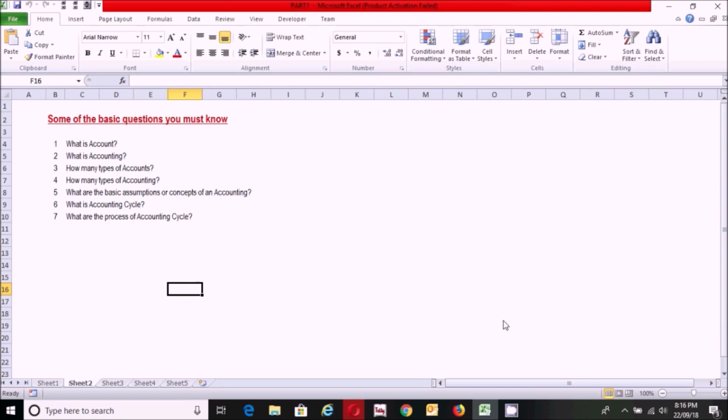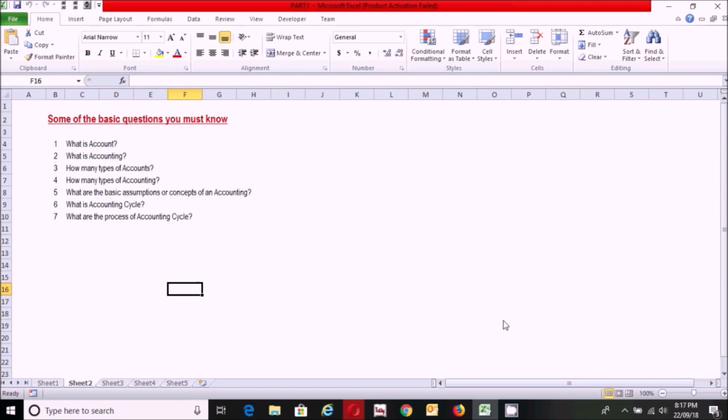Okay. Now the third one is how many types of accounts. On the basis of the traditional method of accounts, there are three types: personal account, real account, and nominal account. Real account and nominal account are also known as impersonal accounts. But on the basis of the modern method of accounts, there are five types: assets account, liabilities account, capital account, income account, and expenditure account.